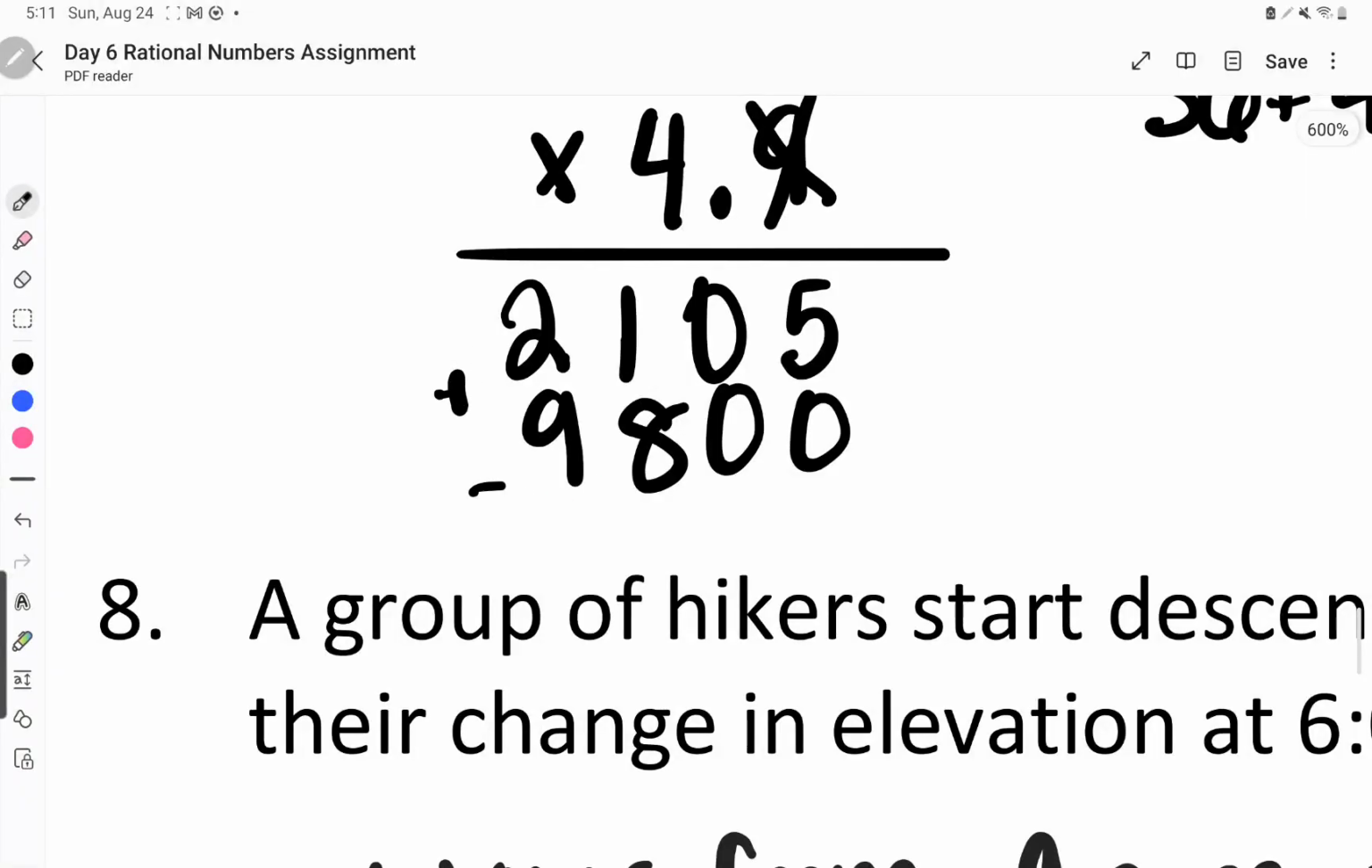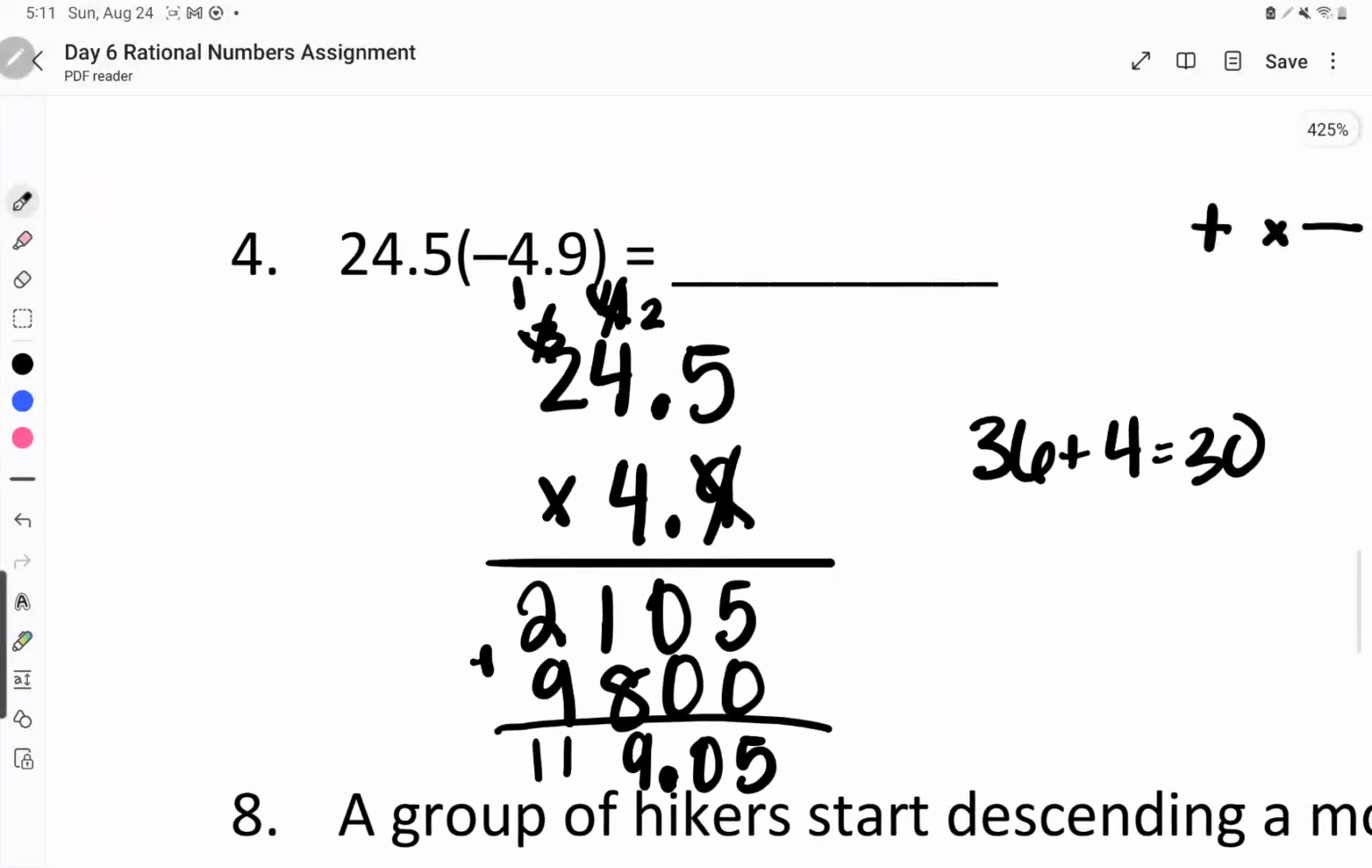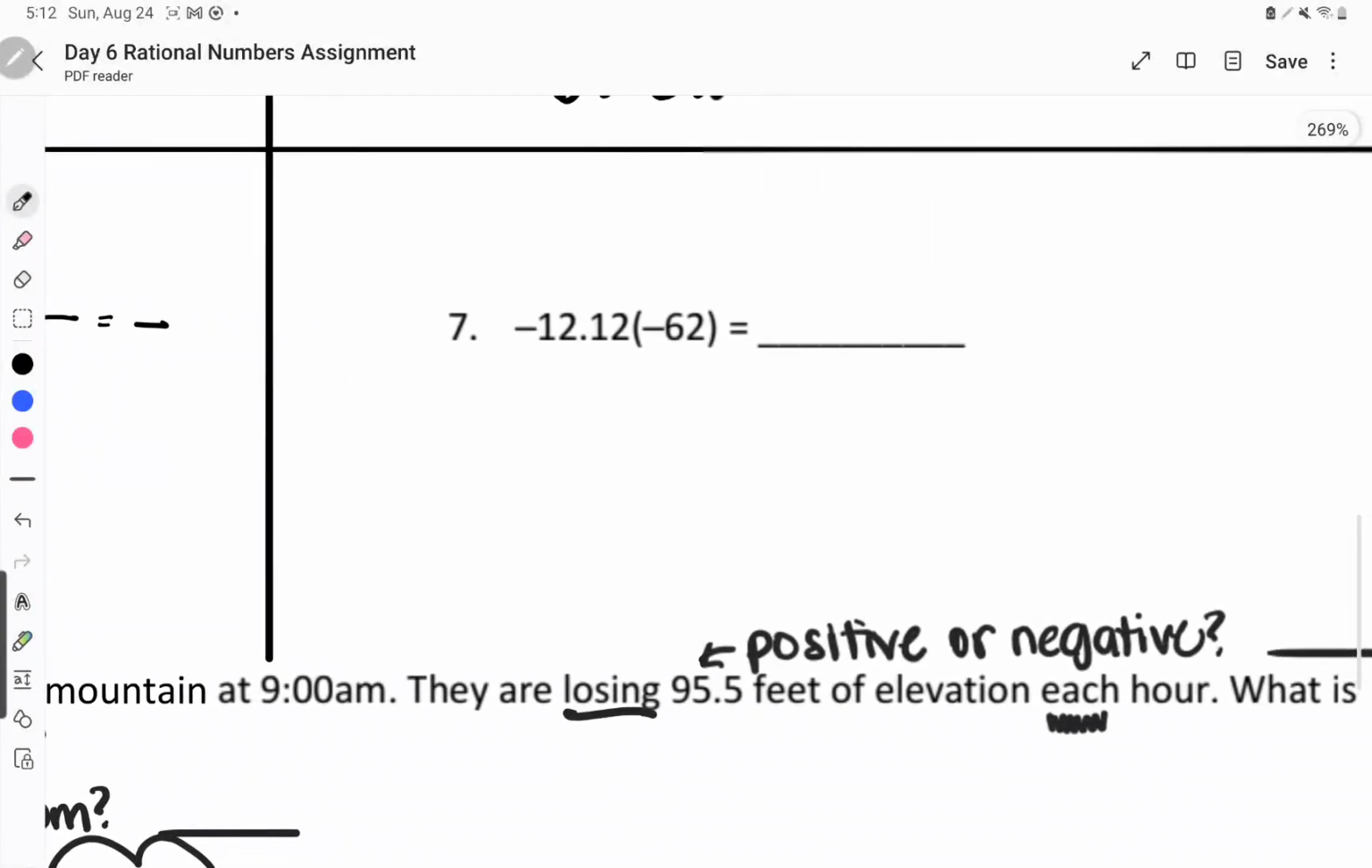Add it all together. 5 plus 0 gives me 5, 0 plus 0 is 0, 1 plus 8 is 9, and then 2 plus 9 is 11. Now, how many decimal places do I have? I have 1 here and 1 here, so I have a total of 2 decimal places here. So the final answer is going to be negative 119.05, and it's negative because a negative times a positive equals a negative.